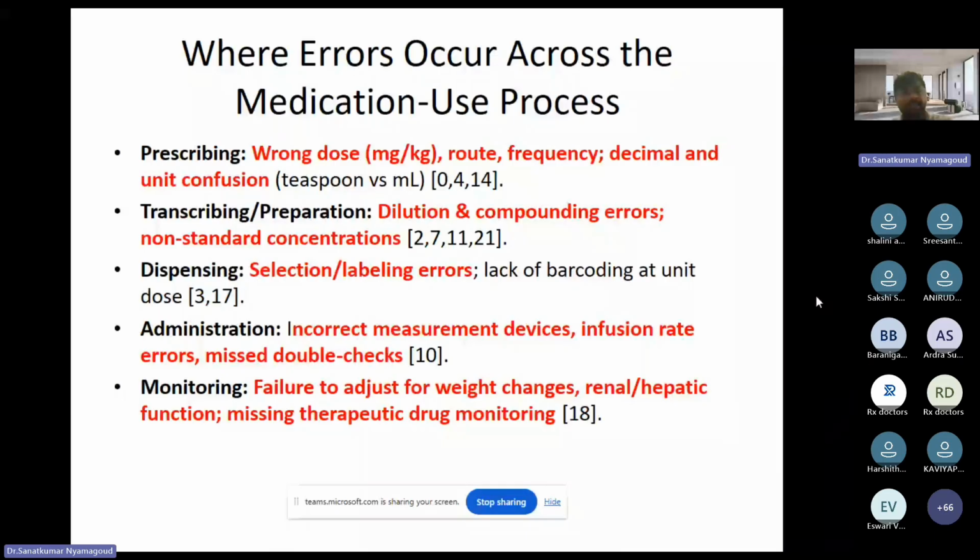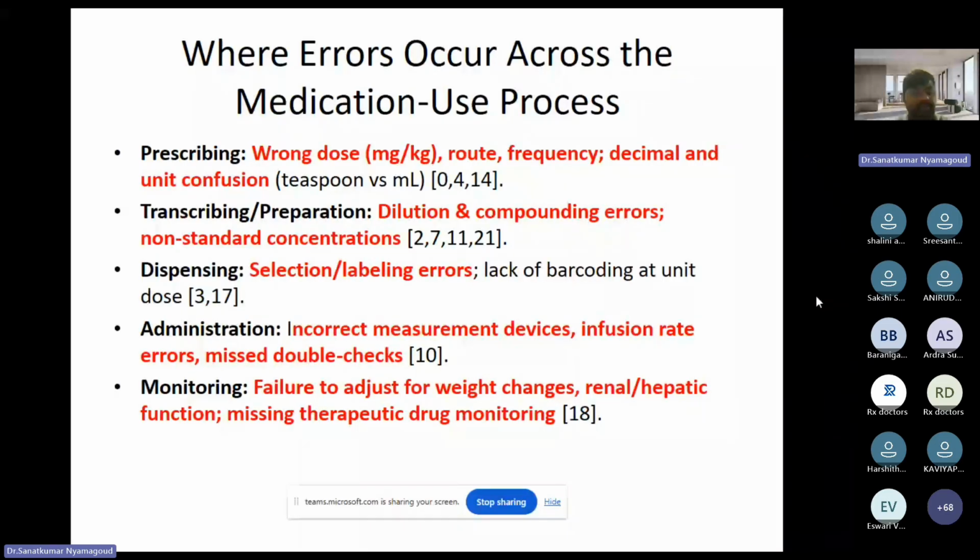Now, where are these errors occurring across the overall medication use process? For example, whether it is OPD or IPD, when a patient is prescribed some medication, where is it going wrong? When you want to understand that, you should understand that it is happening at all levels. It is happening in prescribing, in preparation of dose, during transcribing, during dispensing, during administration, and even during monitoring. So all these parameters are involved in dosing error.